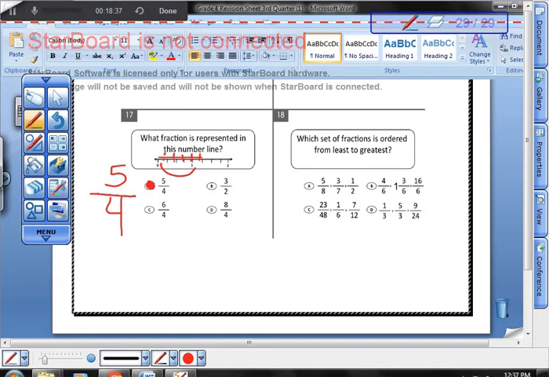Okay, 18, the last one today. Which set of fractions is ordered from least to greatest? From smallest to greatest. Here we have 4 choices. We must check them all. Concerning comparing fractions in grade 4, we have 3 cases. Same denominators: in this case, we will look at the numerators. The fraction with the greater numerator will be the greater fraction.